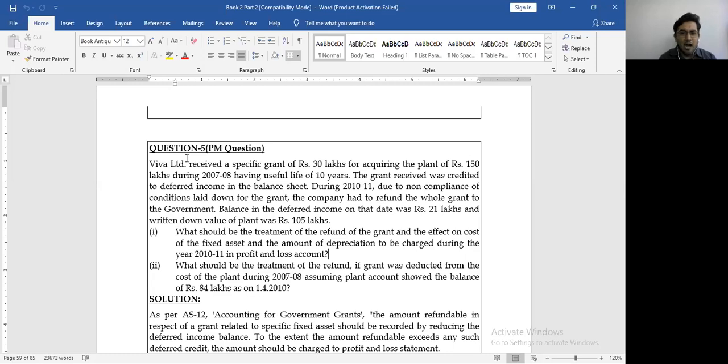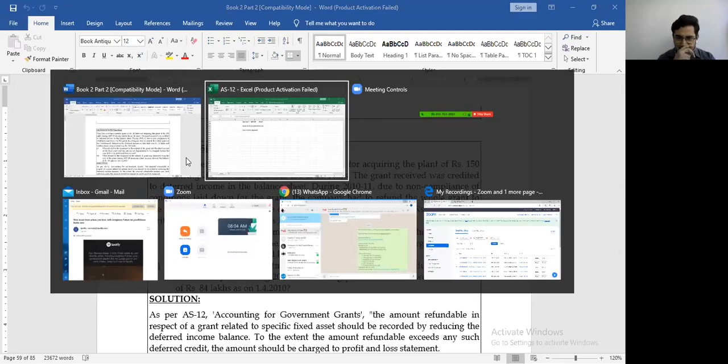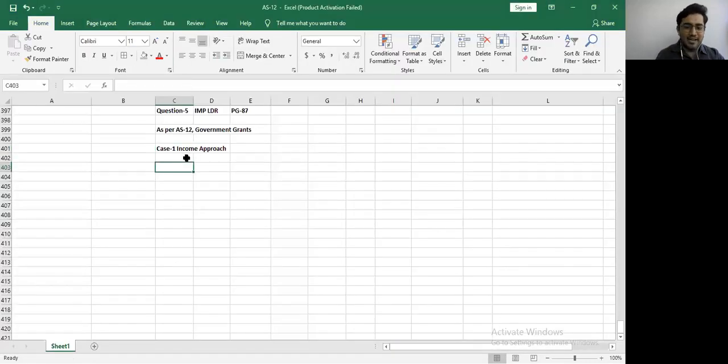Right, so let's see how much you have to refund. In this case, the company received a specific grant of 30 lakhs. How much do we have to refund? 30 lakhs. How much do we have in the unearned government grant account? 21. So where will we take 21 lakhs from? From the unearned government grant account. And the balance 9 lakhs will be taken from the profit and loss account. Right, so let me put that so that you clearly understand.